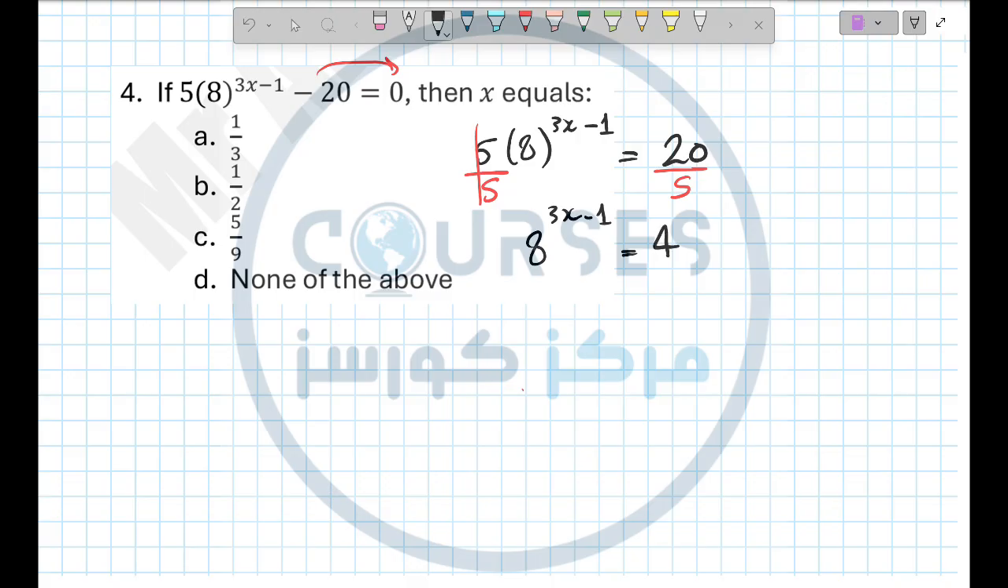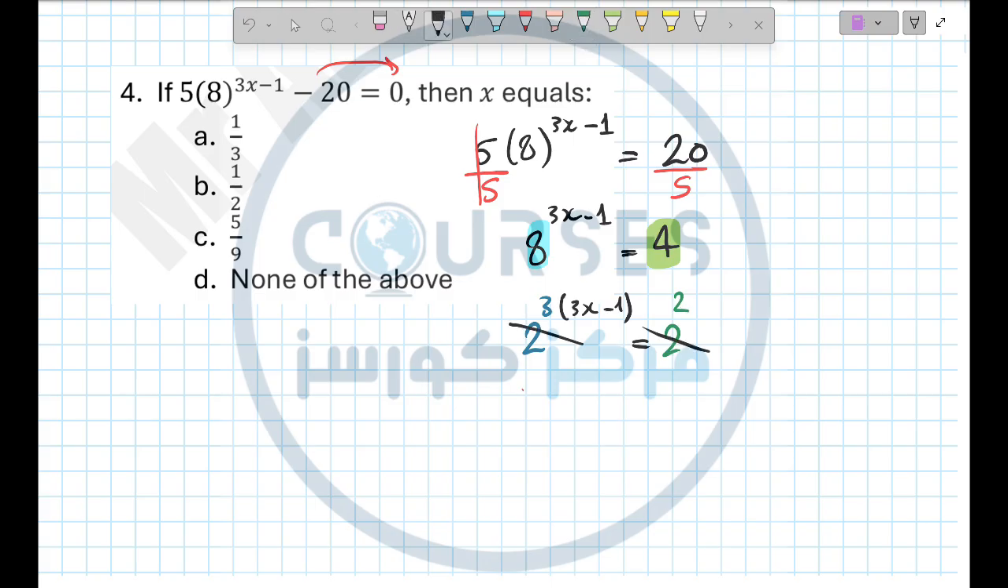Okay, the 8 and the 4, to solve any exponential equation, you need your bases to be the same. So that's 8 and 4, they need to be the same number. So 8 is clearly 2 to the power of 3. So 2 to the power of 3, and then write the power normally. 3x minus 1 equals 4 is clearly 2 to the power of 2.